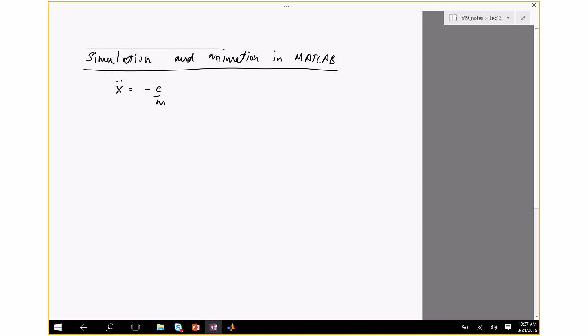Once you have the trajectory, x and y as a function of time, it's just a matter of using a for loop and going plot to get the trajectory. And then you can control the speed at which you make the plots in order to get an animation which looks realistic.